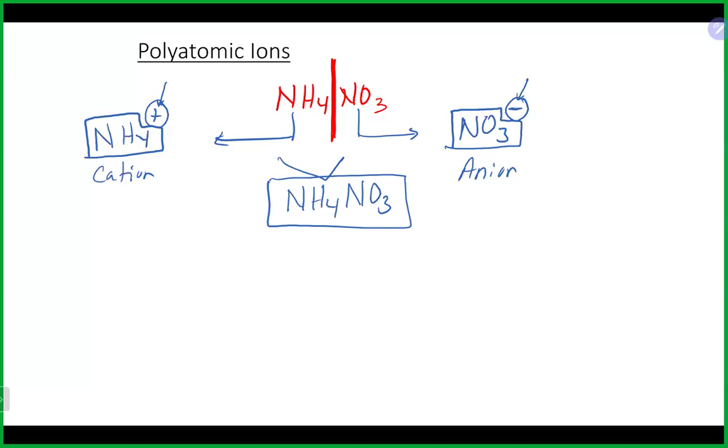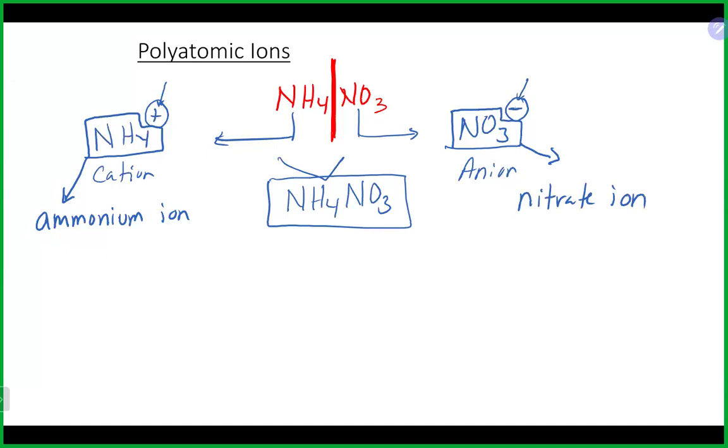Now, in terms of polyatomic ions, they have special names. This particular one is known as the ammonium ion. Not to be confused with, I think, something we saw earlier, which is NH3, which is ammonia. NH3, no charge, ammonia. NH4 plus, ammonium. NO3 minus is what is known as the nitrate ion.